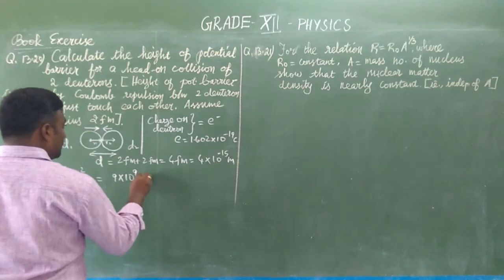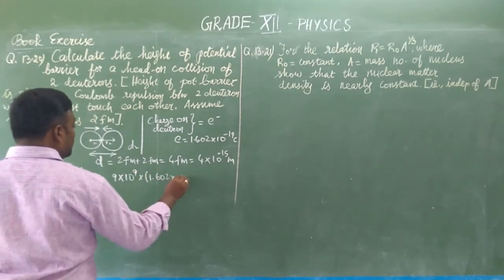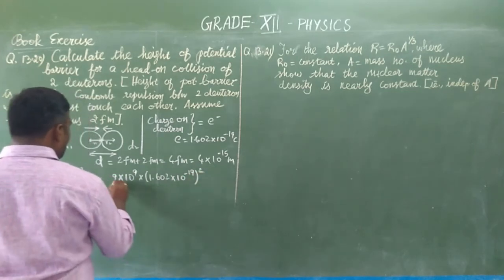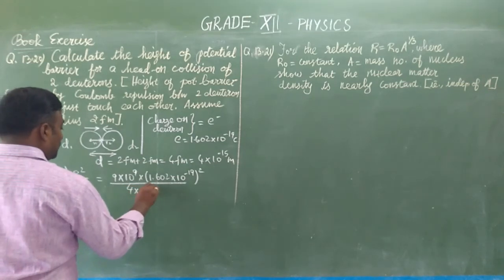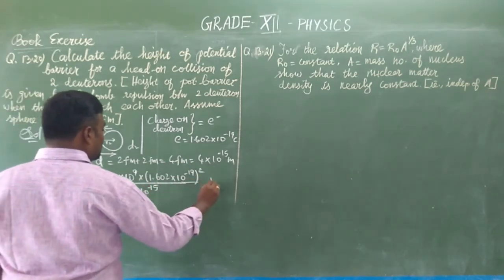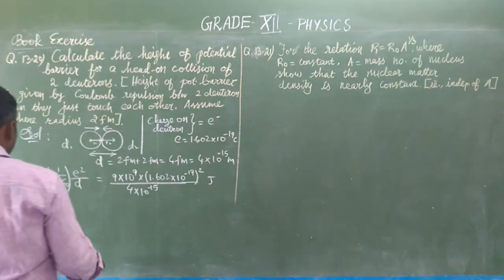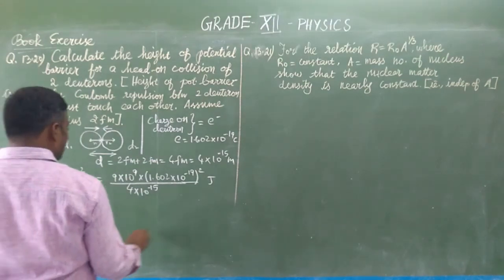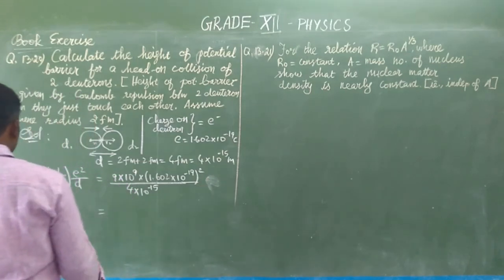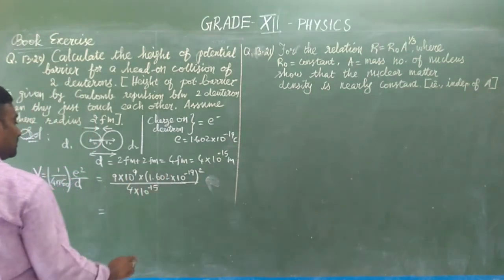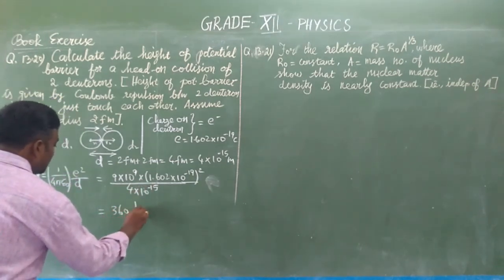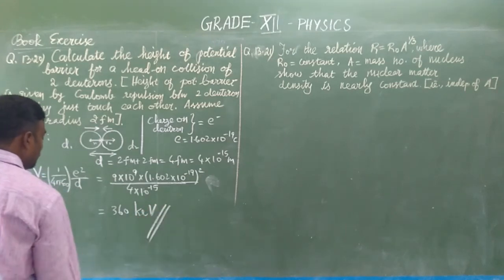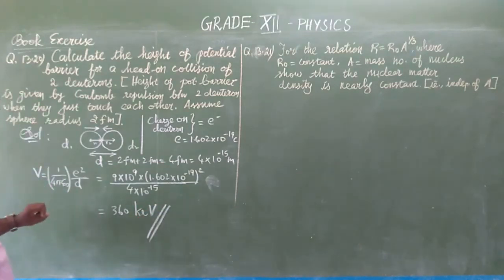Then the charge is given, 1.602 into 10 to the power minus 19 the whole square divided by the distance 4 into 10 to the power minus 15. So the answer comes in joule. But in electron volt we need to find it. So the answer comes in volt. After substituting and rearranging, finally the value is 360 kilo electron volt. So the height of the potential barrier would be 360 kilo electron volt.